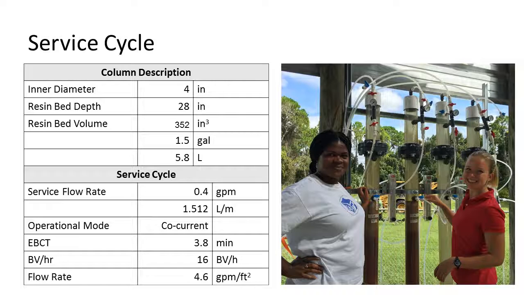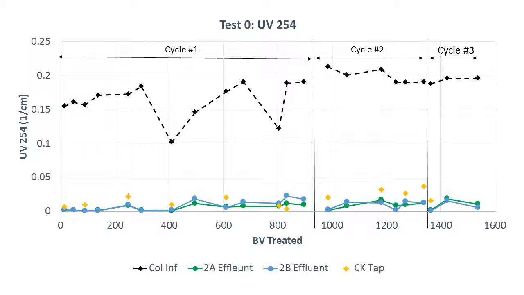The nice thing is they work a lot with small systems, so they've been helpful in terms of design. Now I'll go through and show some of the results for test 0. So we have the column influent. This is an unconfined groundwater, so you can see a response in this groundwater after a rain event.